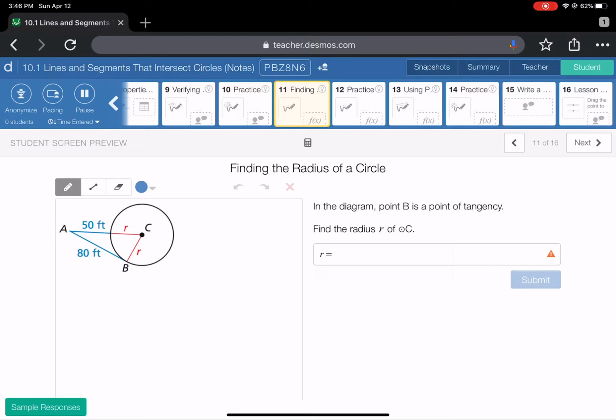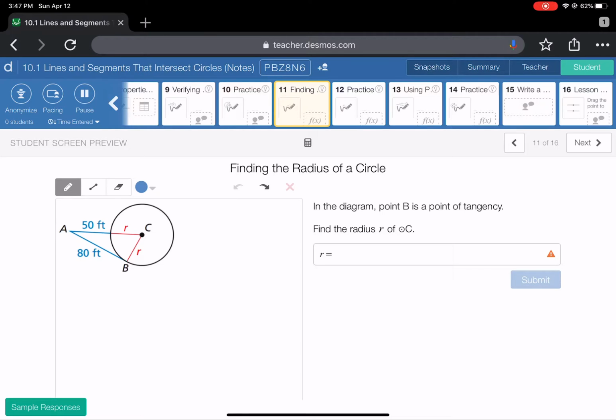Okay, so we're going to do the Pythagorean theorem once again, because this tells us that B is the point of tangency. Remember, if it's telling us that this is the point of tangency, that means that AB is a tangent. That means that this is 90 degrees. So I can use a squared plus b squared equals c squared. I can use the Pythagorean theorem when solving this equation here.